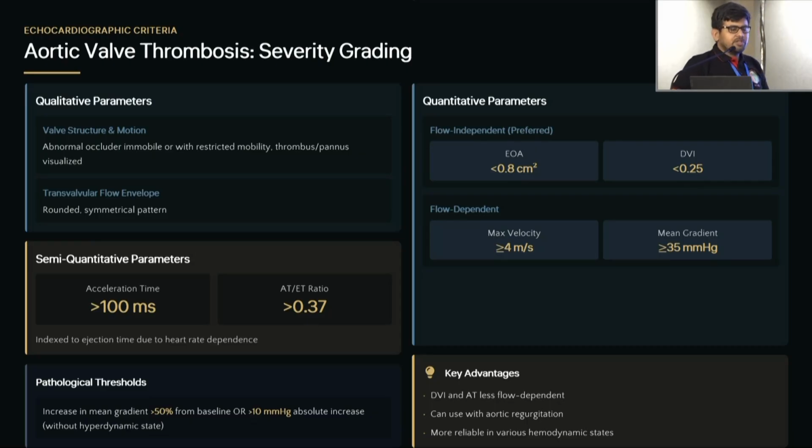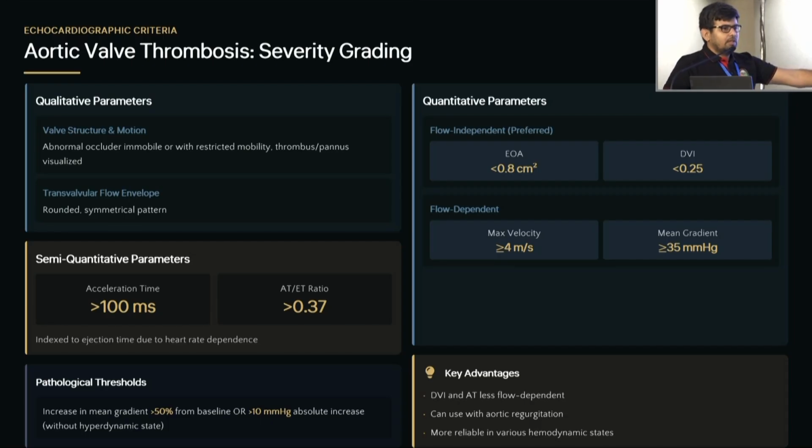So when it comes to the aortic valve, we are going to use different parameters in echo, where the acceleration time. There will be two peaks if you put a continuous wave Doppler through the LVOT into the aorta. From the start to the peak, whatever the time is, is the acceleration time. If it is more than 100 milliseconds, we will take that the patient is having a severe aortic valve thrombosis.